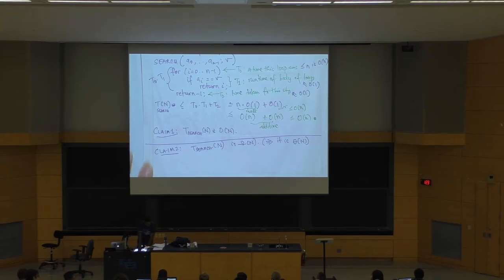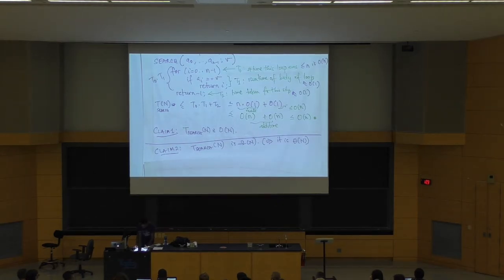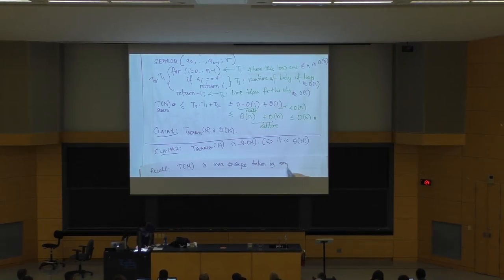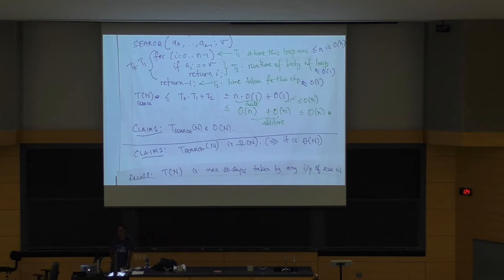So let's unpack the definition. By the way, I'm just dropping the subscript search because it's clear from the context what algorithm I'm talking about. T of n is the max number of steps taken by any input of size n.